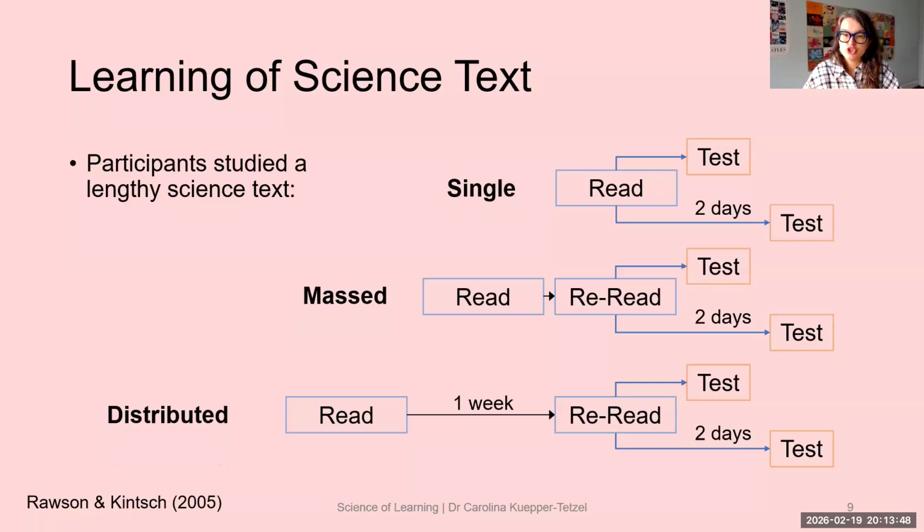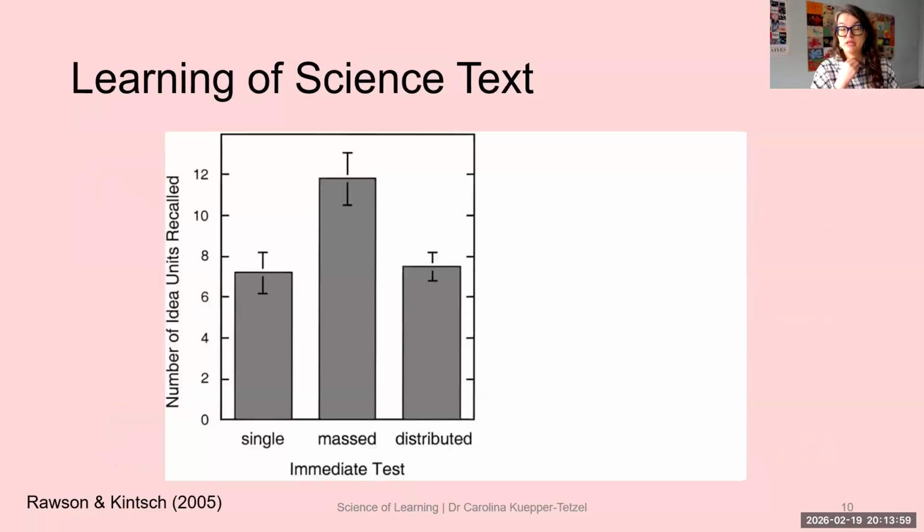The first thing I'm going to show you are the results on the immediate test, right? The test done immediately after they were done with studying. And this is what it looks like. Immediately after, the participants who studied in a massed fashion, so had 2 exposures back to back, outperformed the other conditions. But what happens on a test 2 days later?